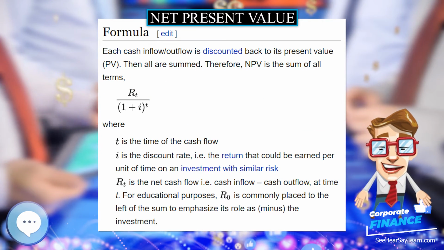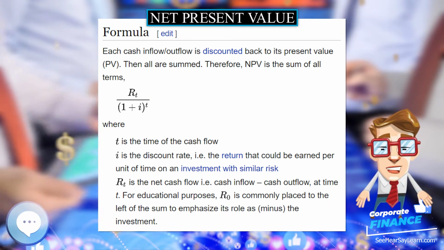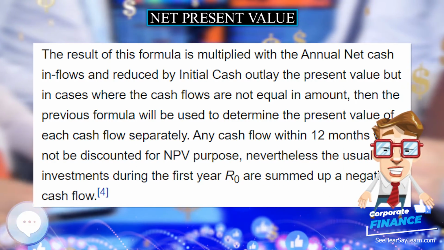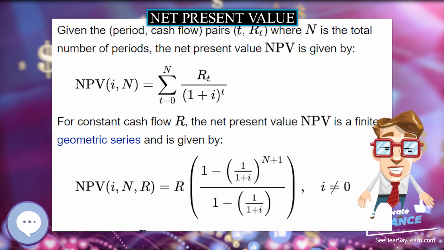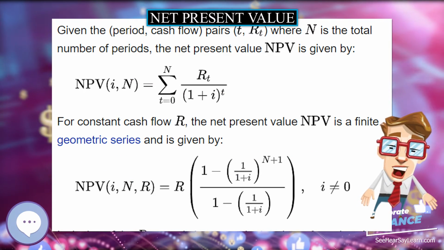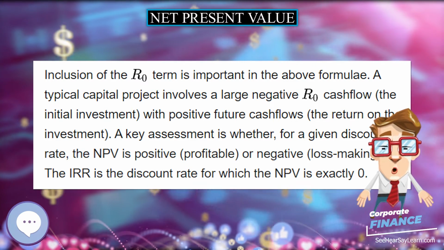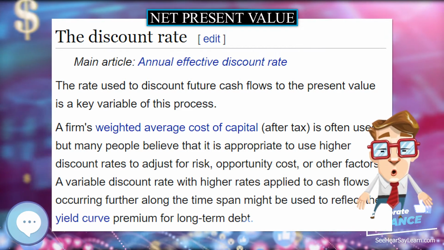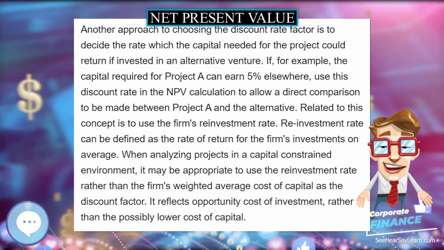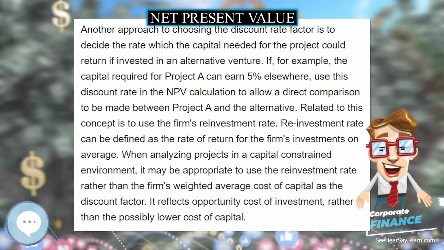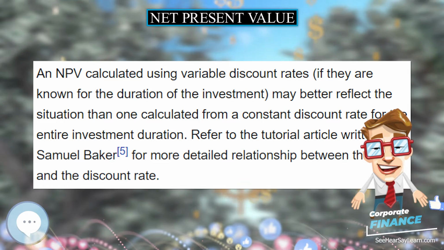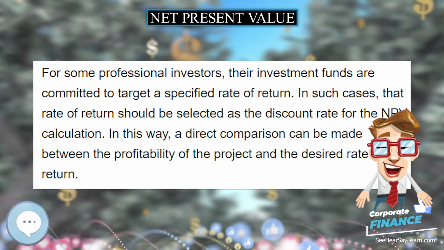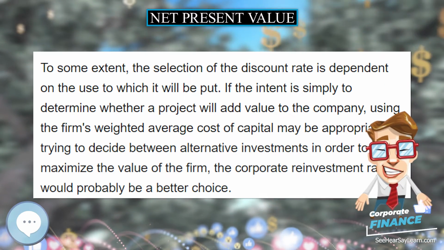An NPV calculated using variable discount rates, if they are known for the duration of the investment, may better reflect the situation than one calculated from a constant discount rate for the entire investment duration. Refer to the tutorial article written by Samuel Baker for more detailed relationship between the NPV and the discount rate. For some professional investors, their investment funds are committed to target a specified rate of return. In such cases, that rate of return should be selected as the discount rate for the NPV calculation.